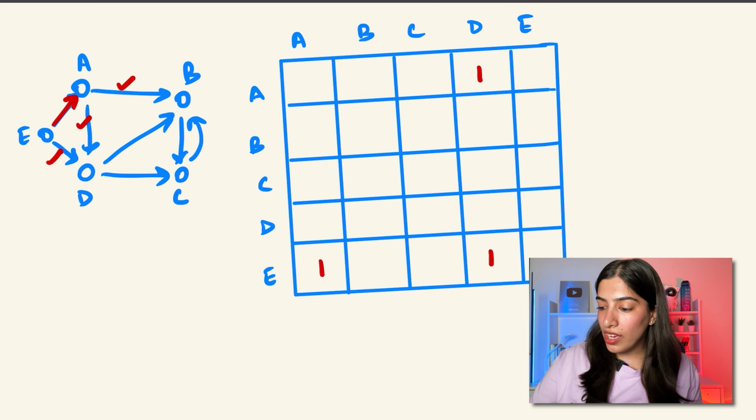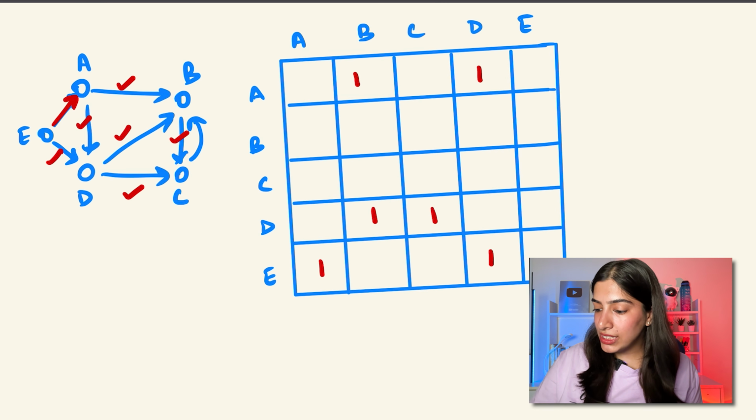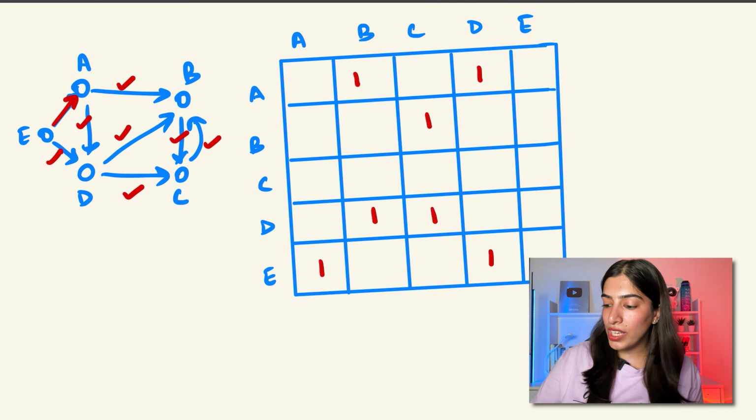Here A to B, I am putting 1. D to B, I am putting 1. D to C, I am putting 1. Here for B to C, I am putting 1. C to B, I am putting 1.